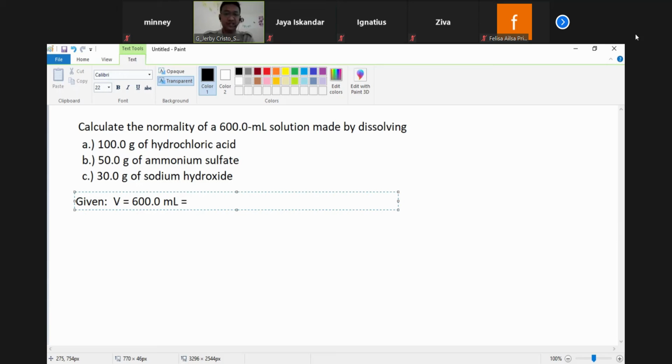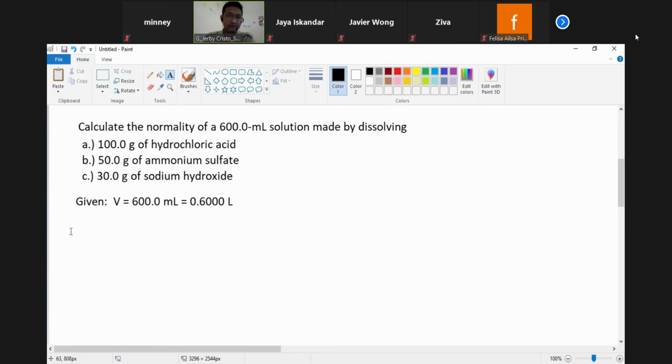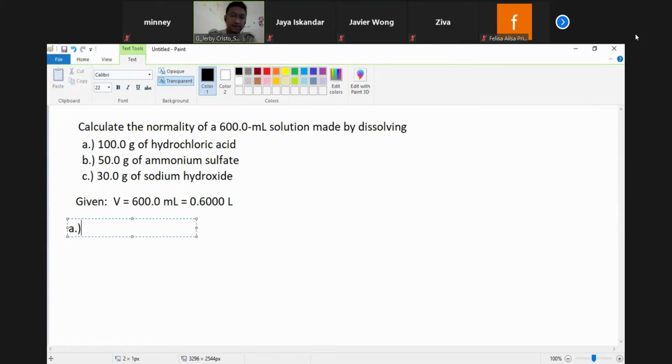Yes, that's correct, Jaya. And what should be your volume in liter? 0.6 liter. Next, for letter A, we are given 100 grams of hydrochloric acid. So let's determine first the relative mass of hydrochloric acid, or HCl. For hydrogen, we have 1 plus chlorine is 35. So we have 36 grams per mole.